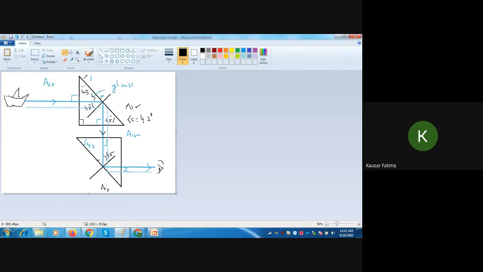Okay, so this surface where total internal reflection takes place, which sides? Here, side AB of prism 1, and side CD of prism 2. They look like mirrors because reflection is taking place here. So we can see the image of this ship when we look into this second prism. The image will be formed somewhere here, and this side CD will be acting like a mirror.